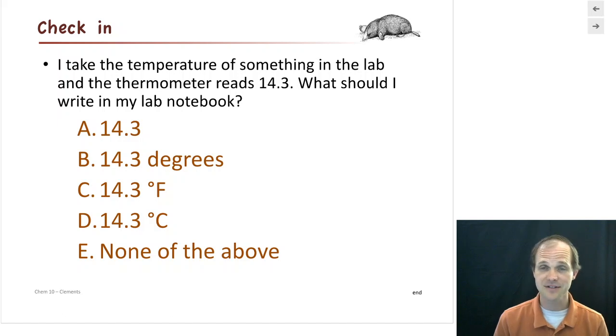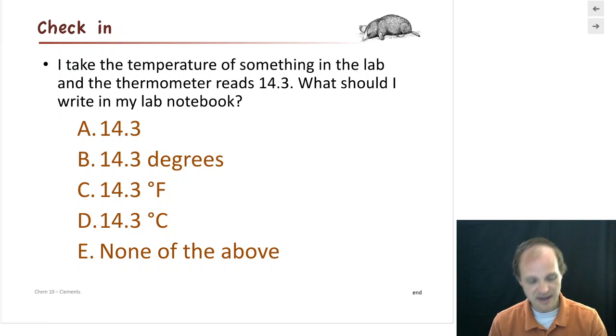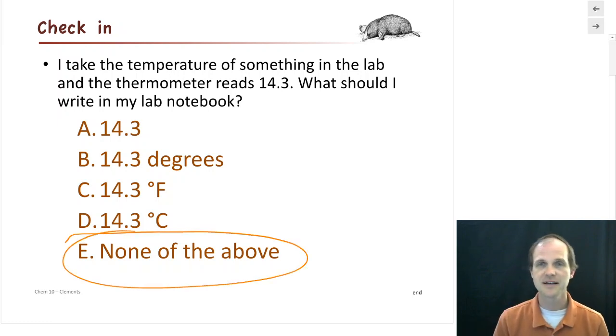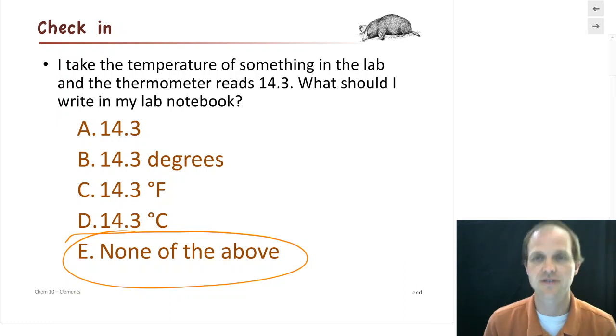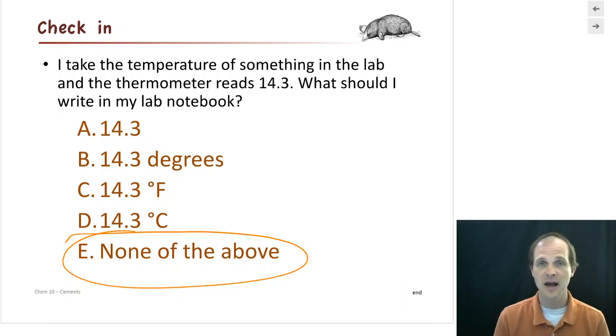Okay, I'm going to tell you the answer to this one. You might be a little surprised by it. It's none of the above. Why? Because you don't know what unit it is. You didn't say, hey, I've got a thermometer that reads in degrees Celsius and it reads 14.3, or I've got a thermometer that reads in degrees Fahrenheit and it reads 14.3. You just said, oh, I've got this thing that reads 14.3.